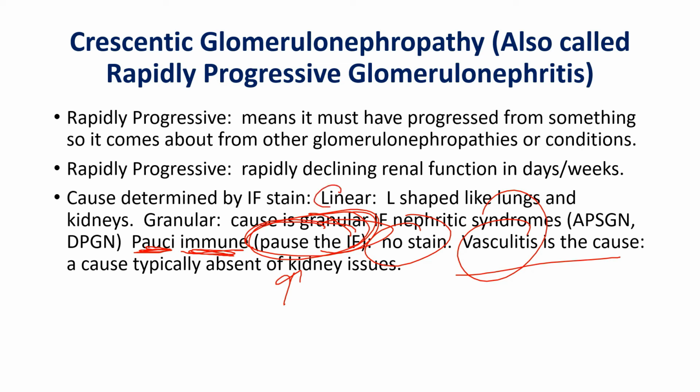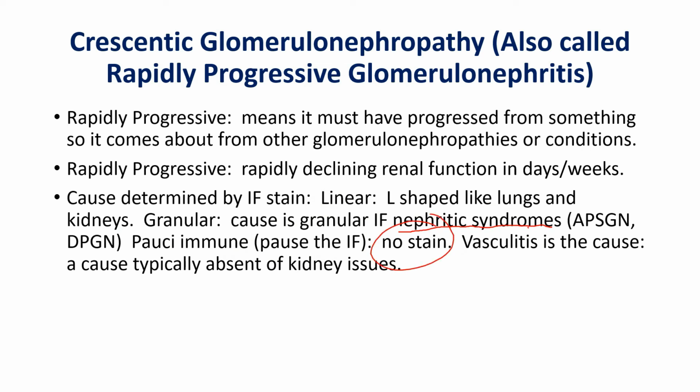Whereas in the linear stain, it was specifically targeting the lungs and the kidneys. In the granular type, there is some sort of IF stain going on in the kidney. Therefore, we know it's the nephritic syndrome type. But if there's no stain at all, this is not specific to the kidney in any sort of way. Therefore, this is a body-wide vasculitis. That is the way I remember this, a cause typically absent of kidney issues. Okay, so that is very important to know for this RPGN type, the rapidly progressive glomerulonephritis, figuring out what its cause is by IF stain.